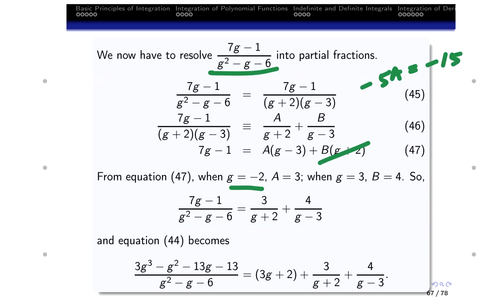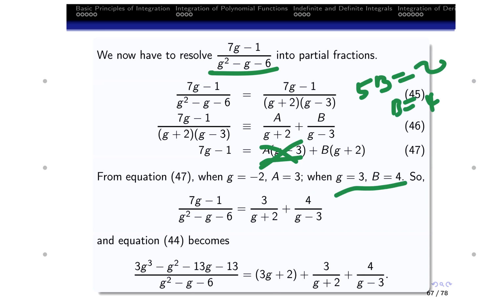Then the other cover up you can do is to make g to be 3. Once g is 3, if you put g to be 3 here, this part goes out. So you have 3 plus 2, 5. So you have 5b equals 7 times 3, 21 minus 1, that's 20. So now b is equal to 4, like you have right here. So in that case, we can say 7g minus 1 over g squared minus g minus 6 is, because a is now 3, 3 over g plus 2 plus 4 over g minus 3.